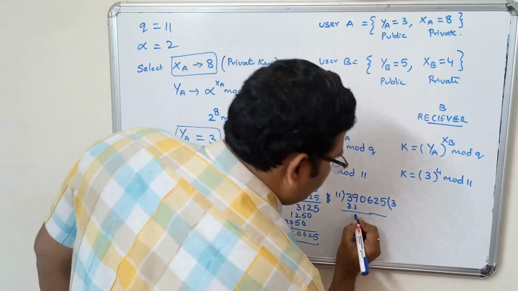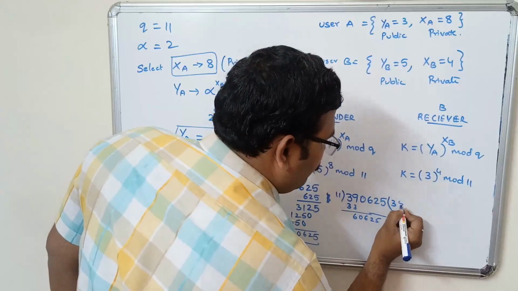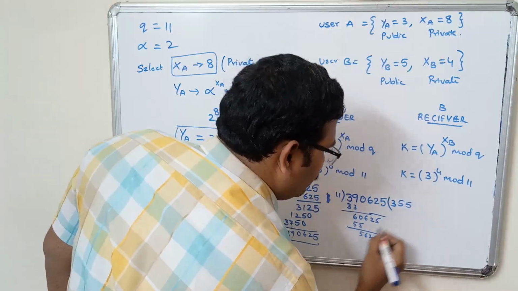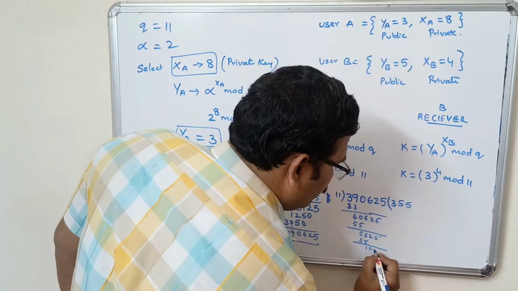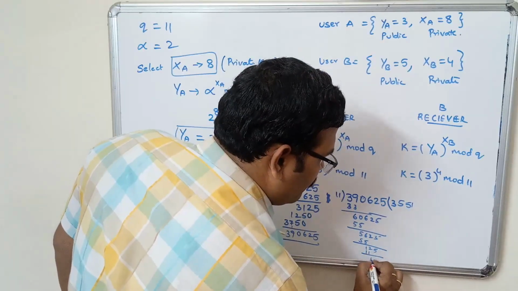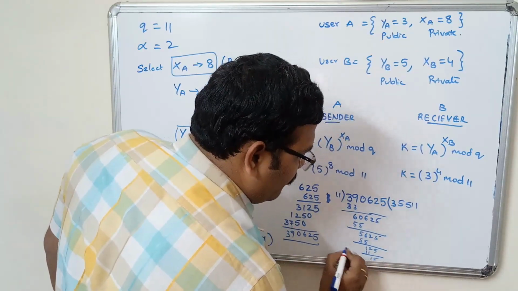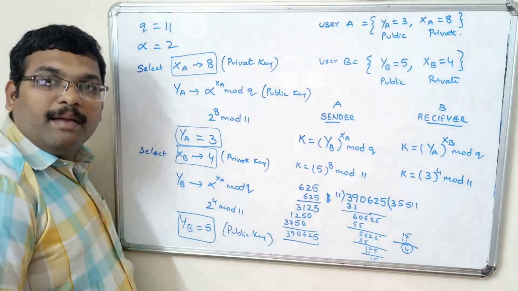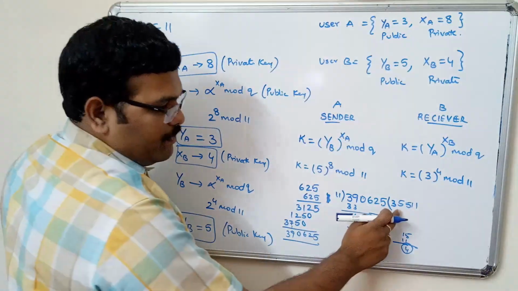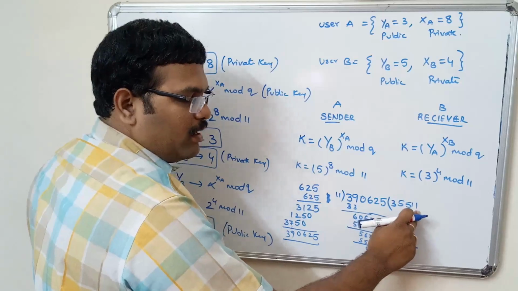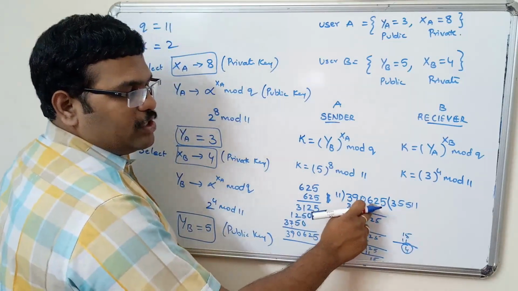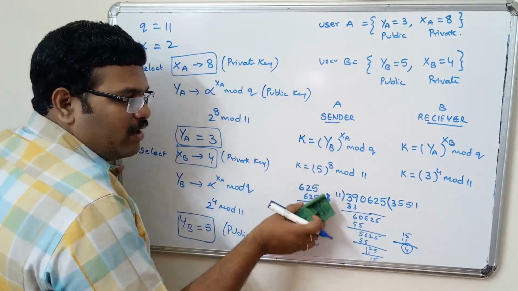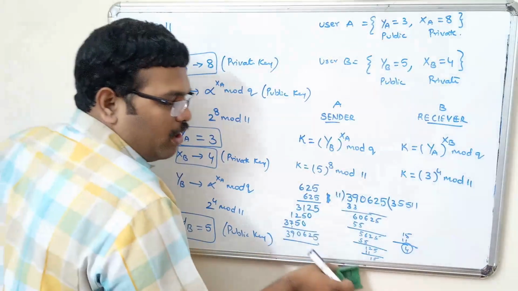So we got the value 60625, 5s are 55, 5625, again 5s are 55, 125, 1s are 11, 15, again 1s are 11, so 4. We got the 4 as a reminder. So 11 into 35511 will be the result, 390621. The remainder is 4. So I have calculated 5 power 8 mod 11, and I got the remainder as 4.